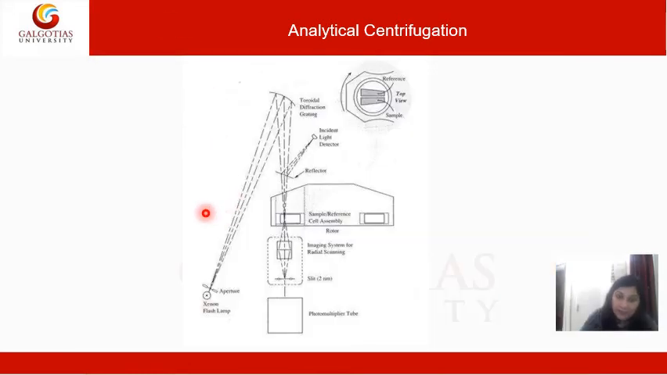Now let's understand the working of analytical centrifugation. This is a source, the xenon flash lamp. This is a slit through which thin rays of light are allowed to pass. This is a concave mirror used to reflect the light in this direction. This is a reflector. This reflector reflects some rays of light to the incident light detector. This light detector detects the intensity or wavelength of light before passing through the sample or reference cell.